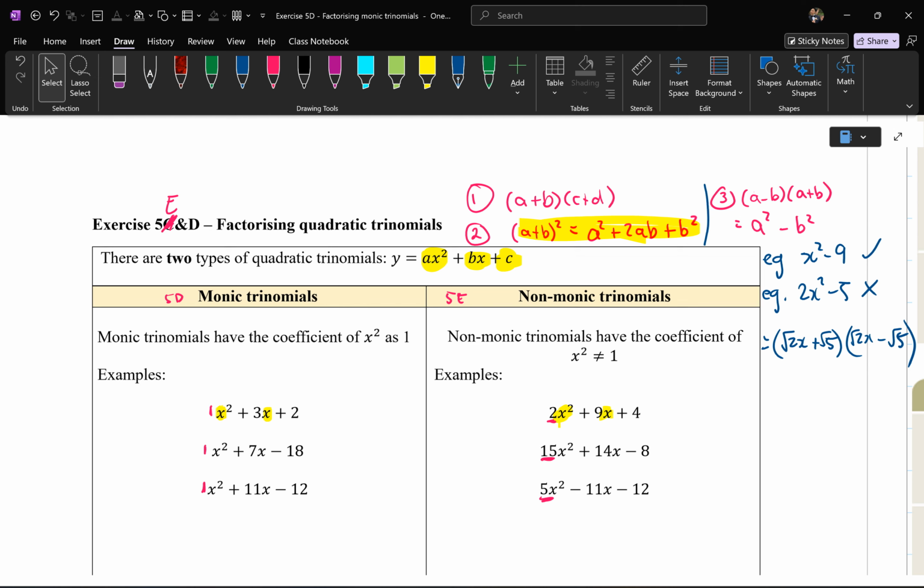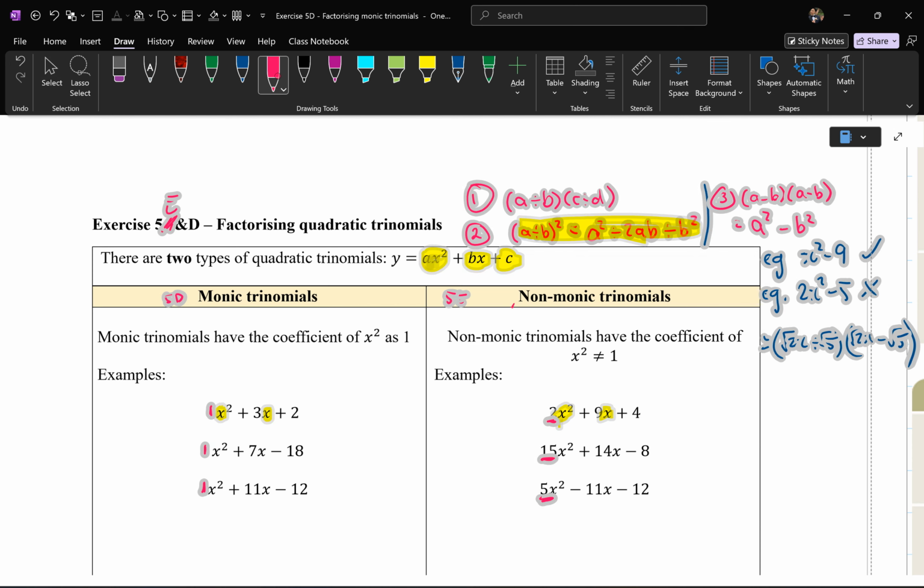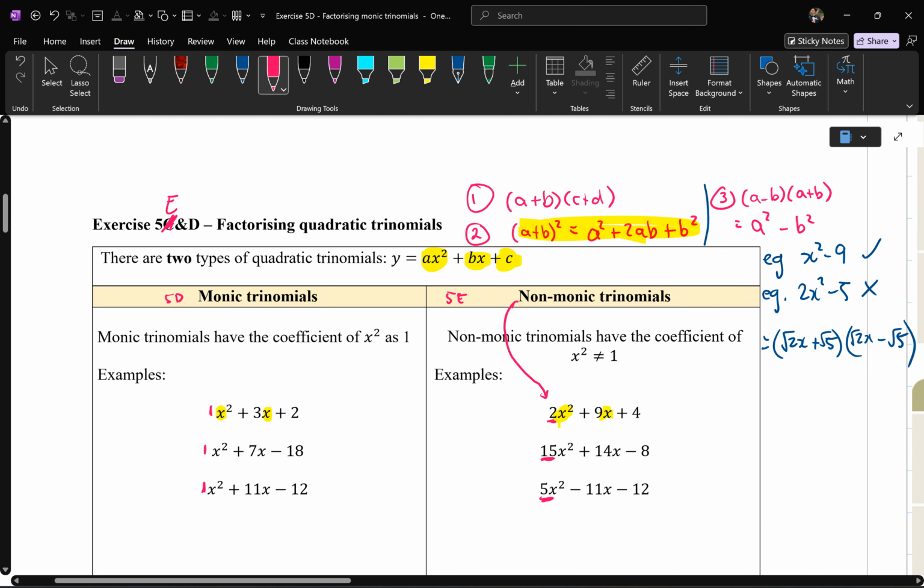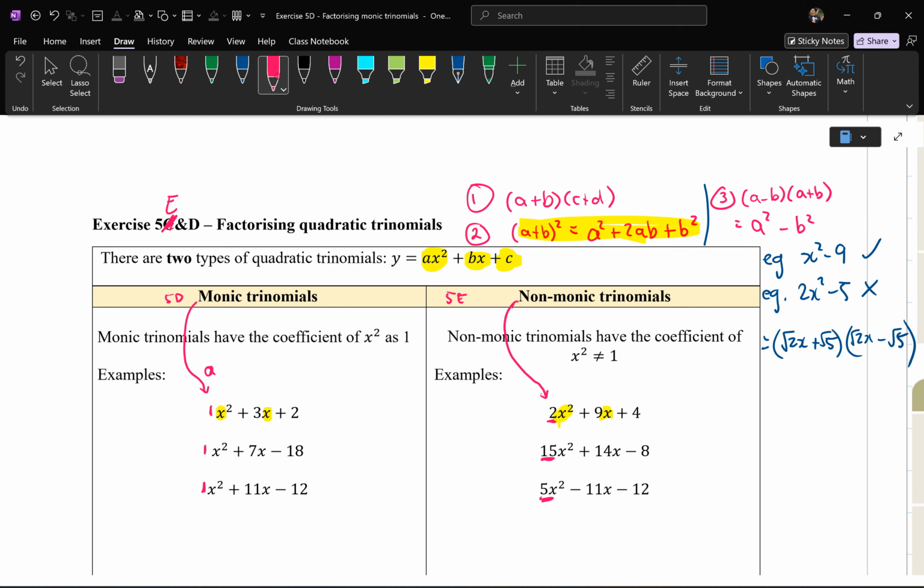So there's many possibilities. That's why these are harder. Okay, so non-monic, when they say non-monic, what they mean is the number in front of x squared is not 1. Whereas when they say monic, A is equal to 1. Monic is much easier to do, and non-monic is slightly harder, but if you know the technique, you do both the same way.